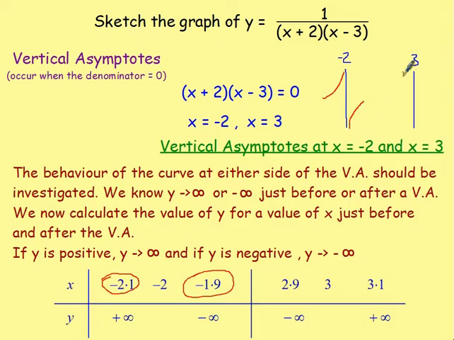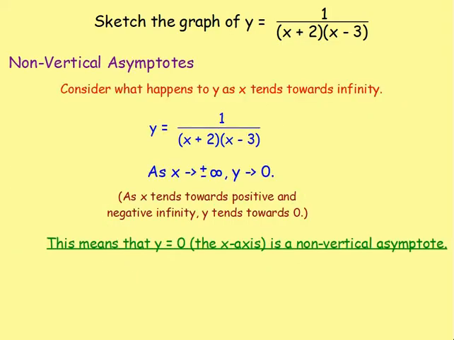Do the same with the 3, pick a value just before, you end up getting a negative, which means it's going down towards negative infinity, and pick a value bigger, so 3.1, you get a positive value, so it's coming from positive infinity. So you'd end up with something like that. So that is your vertical asymptotes. You then need to look at your non-vertical asymptotes. And they are going to be what happens as x tends towards infinity.